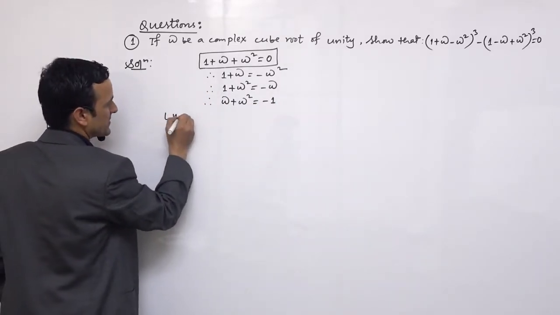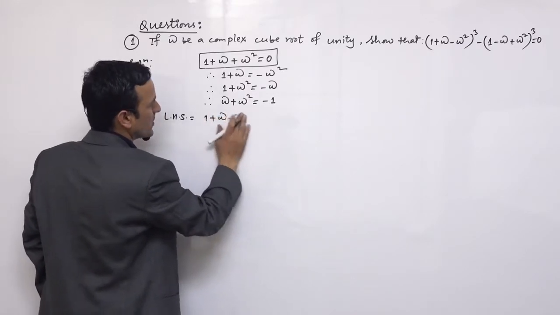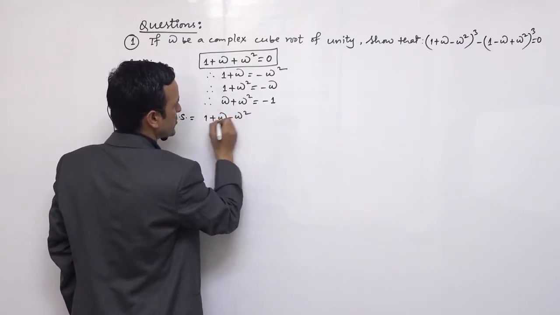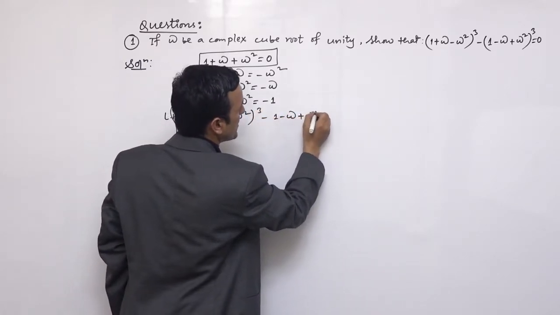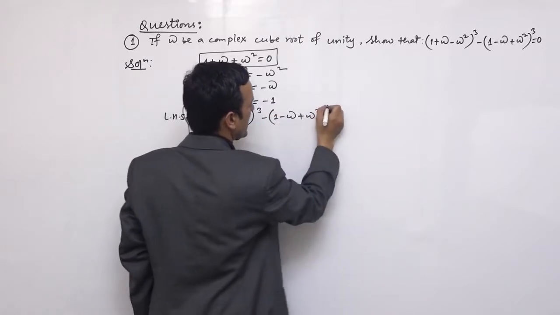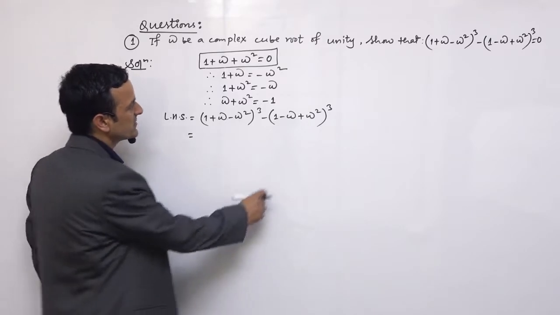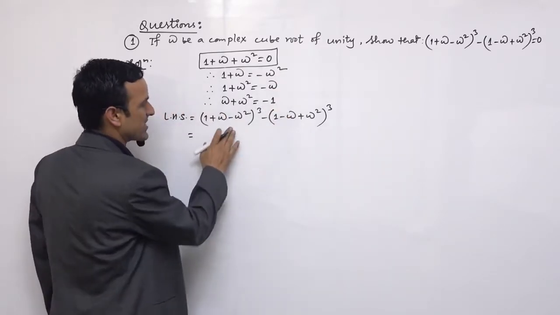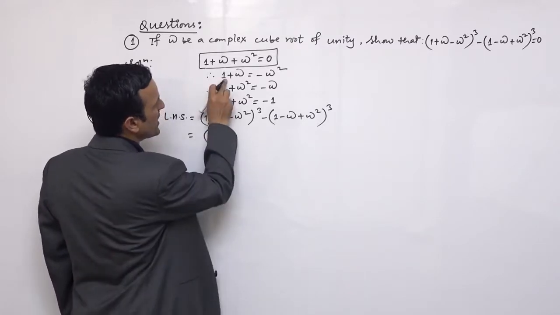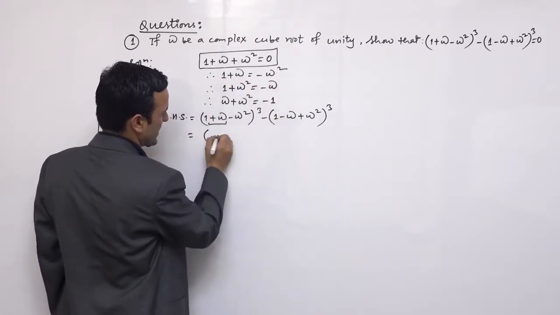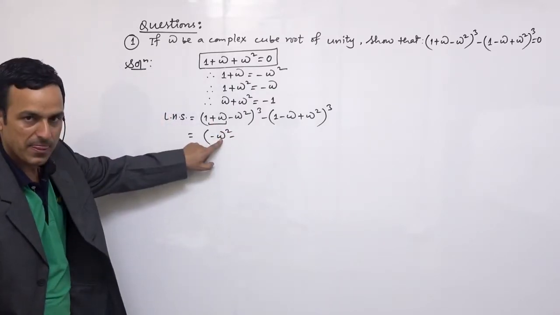So let's write the LHS from here: (1 plus omega minus omega square) whole cube minus (1 minus omega plus omega square) whole cube. Let's simplify it. By using this property, we can show the solution. Now 1 plus omega means minus omega square, so write down minus omega square. So this is the formula.